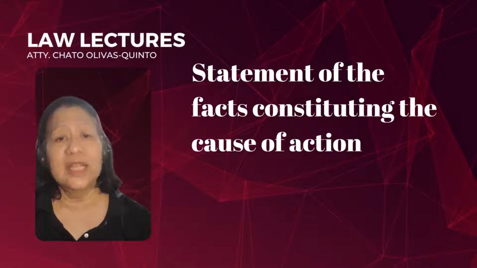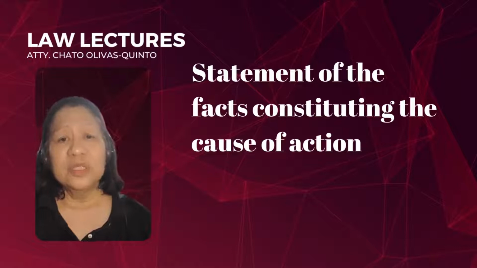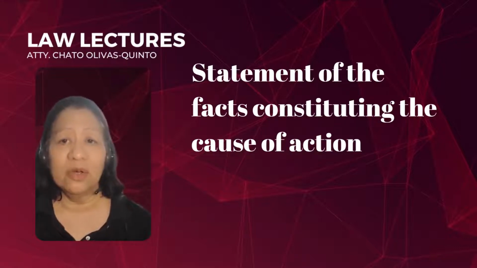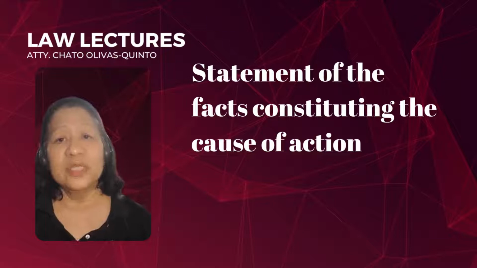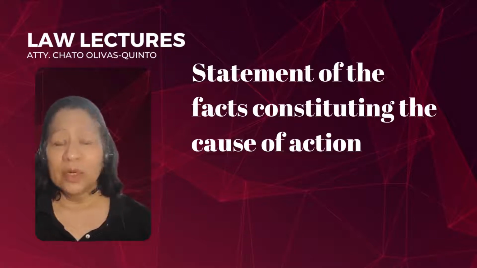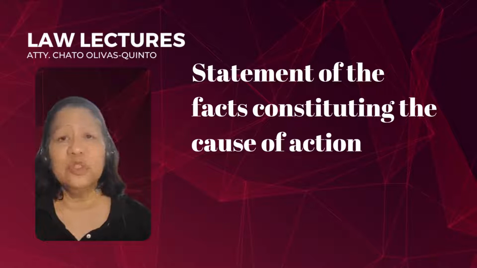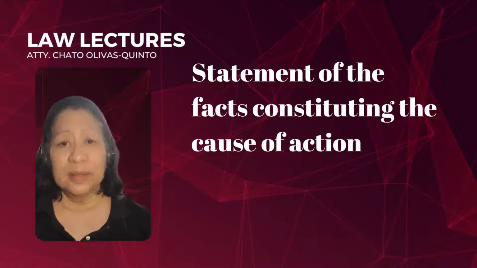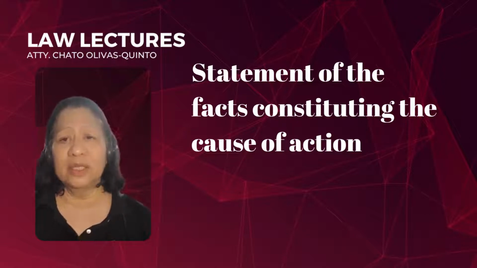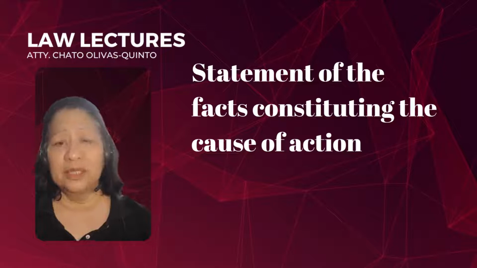Now, the next part is statement of the facts constituting the cause of action. So the next paragraphs should state the facts, okay, that the present cause of action of the plaintiff consists of. Now, again, let us go back to the elements of a cause of action. Make sure that in reciting the facts or in narrating the facts, you are able to show that each element is present. What are these? The plaintiff's right, that's the first element. The second element is the defendant's obligation. And the third element is the violation committed by the defendant resulting in damage or injury to the plaintiff.